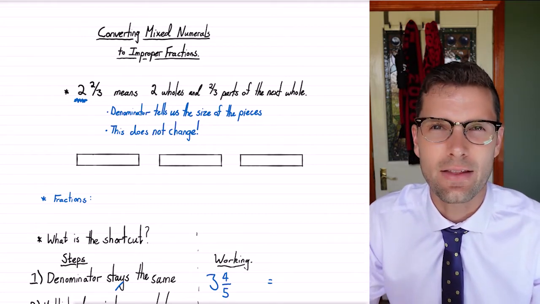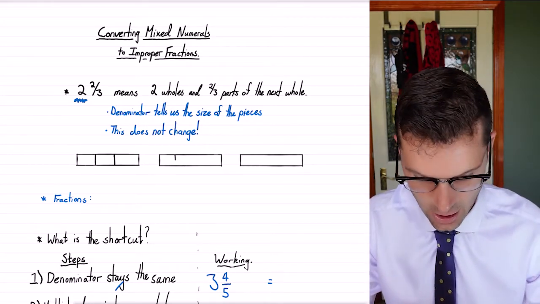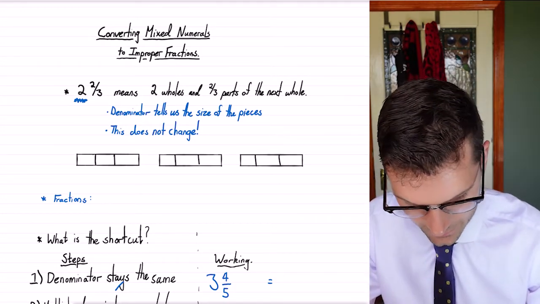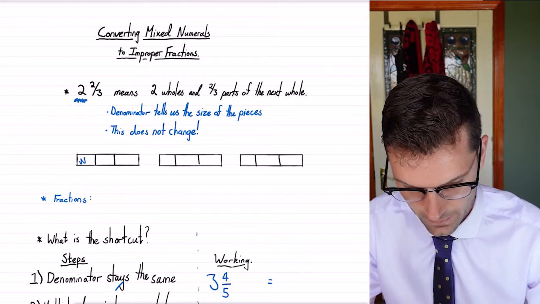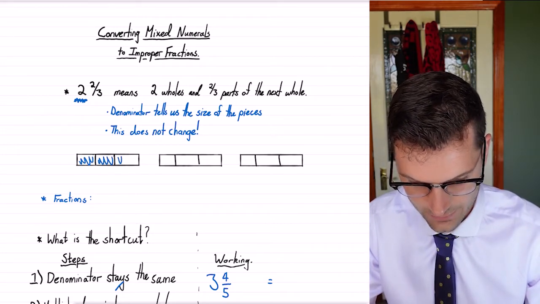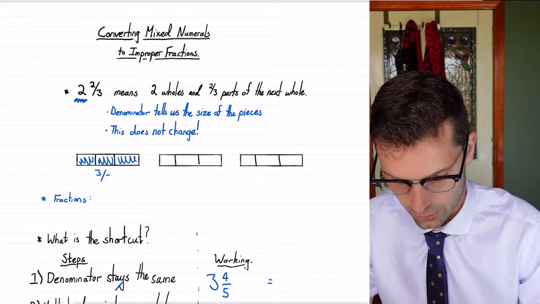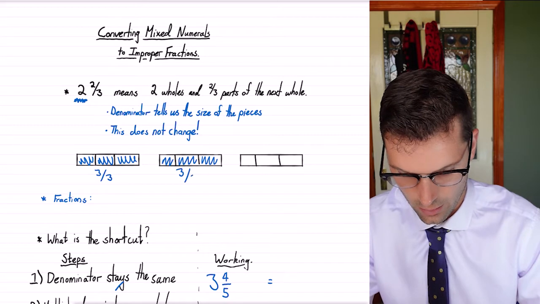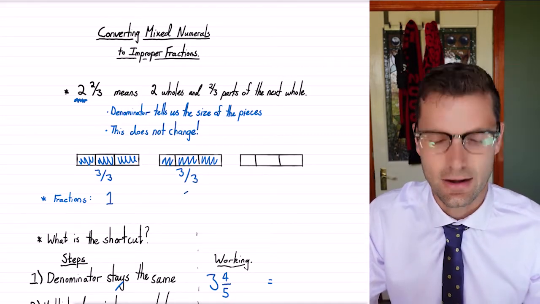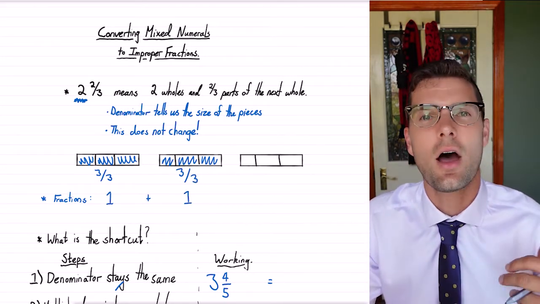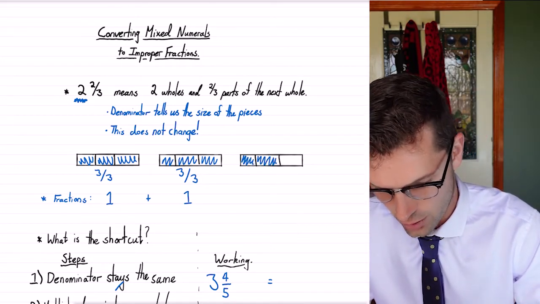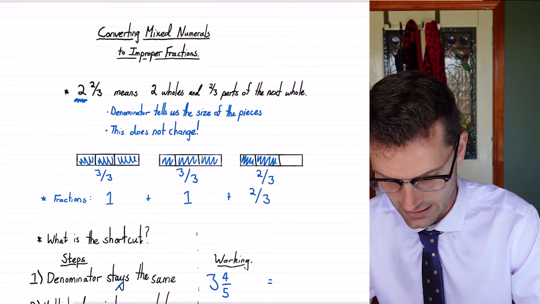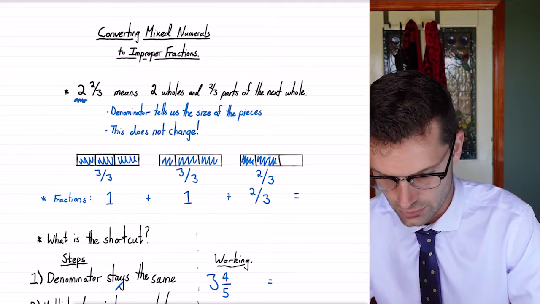So if we have a look at a visual representation of this, we've got 1, 2, 3 things broken up into thirds, okay? So for the first two, I've got 3 out of 3 here, 3 out of 3 here. So that is my 1 plus 1 that gives me that 2 out the front. Then the 2/3 is saying I've got in this third group 2 out of 3. So that's how we get this answer of 2 and 2/3.